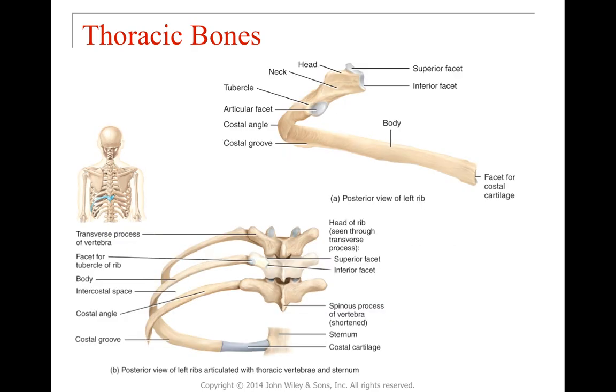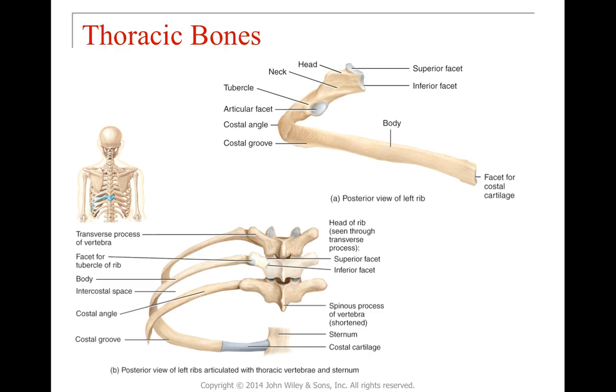All right. So this is the thoracic. I'm continuing on with the thoracic bones. This here is a rib, right? It's a posterior view of a left rib. The rib is going to have a head region at the top and a neck region that supports that head, and 2 facets, the superior facet and the inferior facet. Again, that just means above and below, and that's where it's going to articulate with the vertebrae.